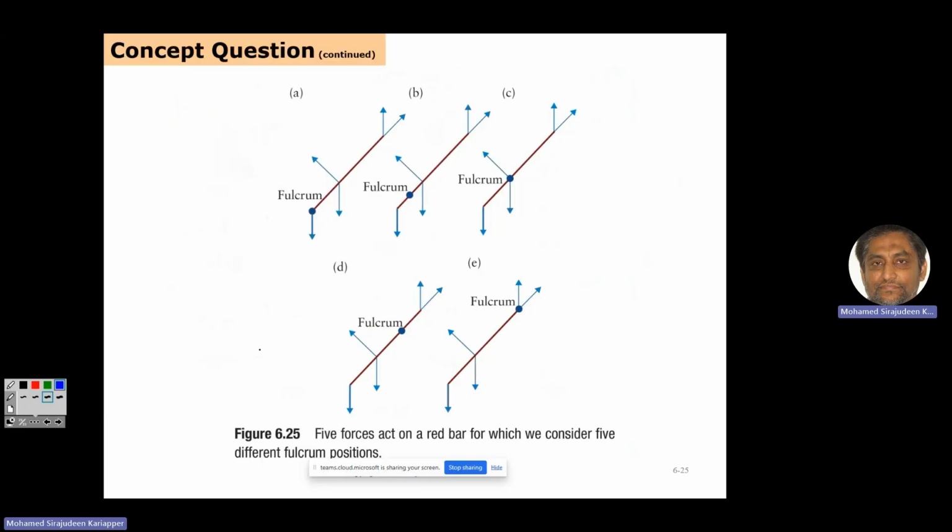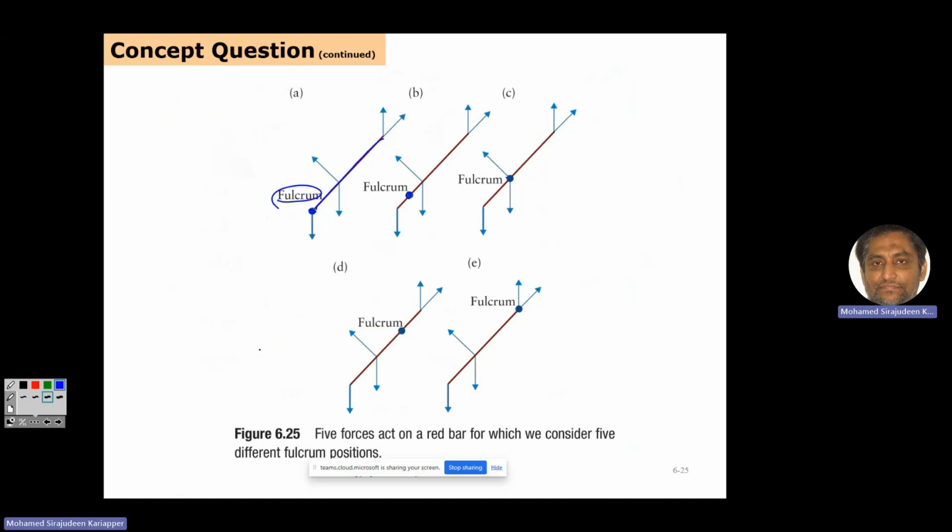So we have 5 configurations, A, B, C, D, E. A bar is supported in different places. Here we call the fulcrum where it is supported. The fulcrum, or the rotation point, or pivot point, is here, and here it is in different places. And we apply 5 forces. These 5 forces are applied in all of them at the same location. You can see the picture, right? They are all applied in the same location throughout.